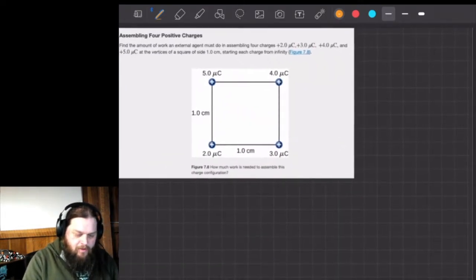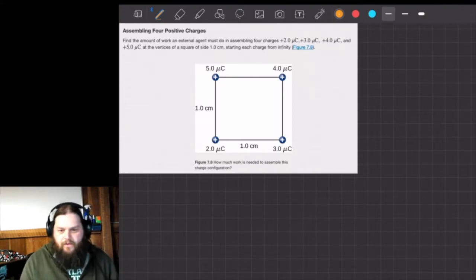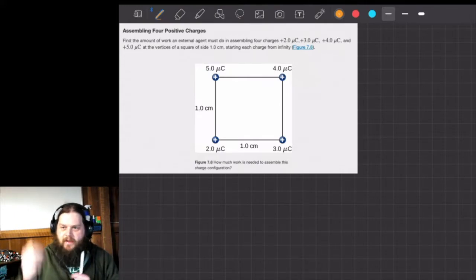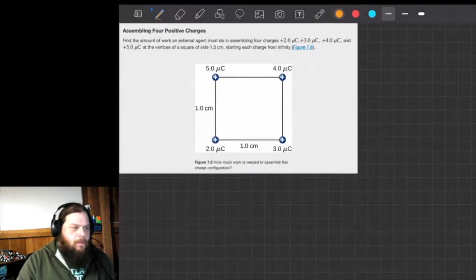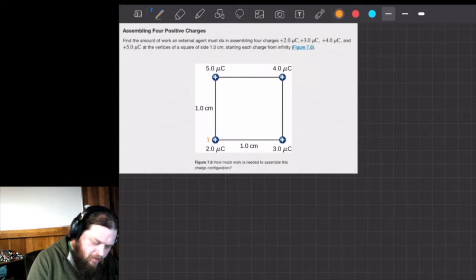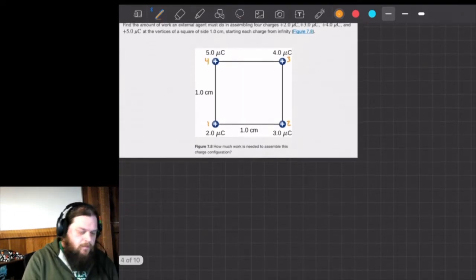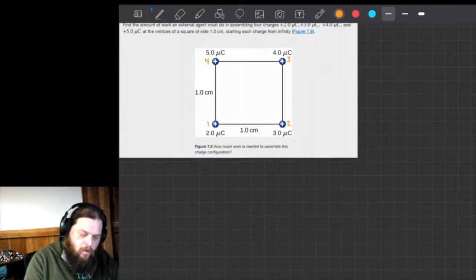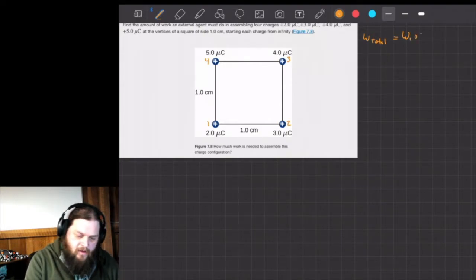Let's do something similar, but a little bit different to this one. Instead of finding the potential energy, we're going to look for the work it takes to move these four particles into position. So we can start with just particle 1. I'm going to call this down here particle 1, then 2, 3, and 4. So we know that the total work is going to equal the work to put the first particle in position plus the work to put the second particle plus the work to put the third plus the work to put the fourth particle there.